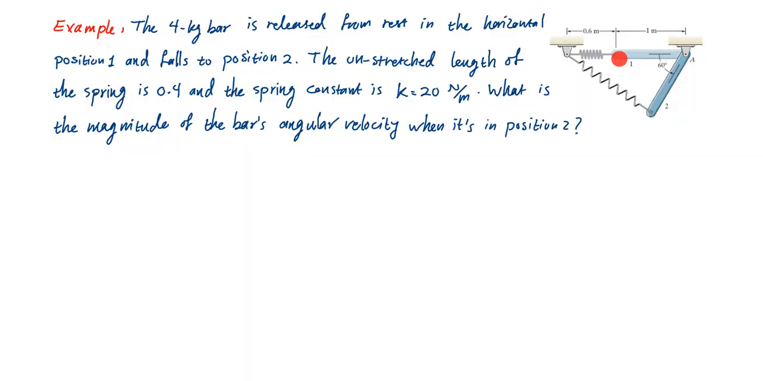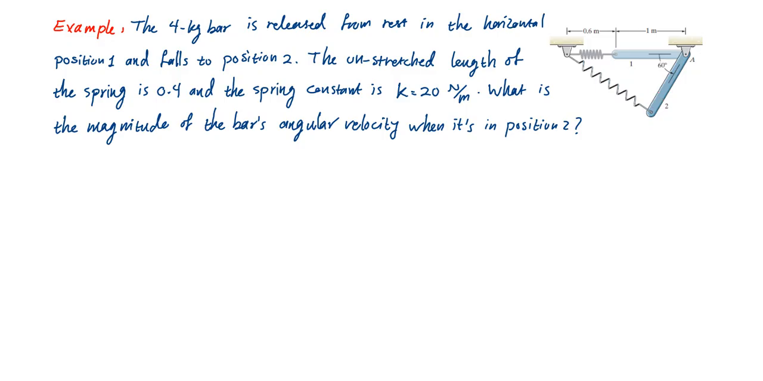The other side is attached to another fixed pin using a spring. We release it from this position, position 1. The bar rotates and goes all the way to position 2. The spring is more stretched now, and we're asked to find, if this bar goes from position 1 to position 2, what is the magnitude of the bar's angular velocity when it's in position 2?